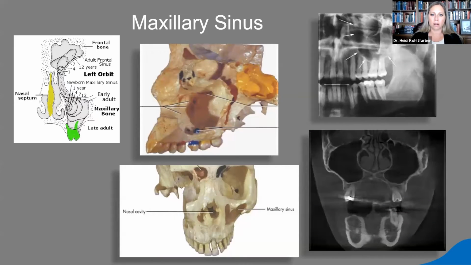So let's start with our maxillary sinuses. These are air-filled cavities. And we can see that when we are little, we have very, very tiny little sinuses. And as we grow and develop, these sinuses pneumatize down. That gives us the shape of the sinus. It also lowers our voice as we grow and develop.